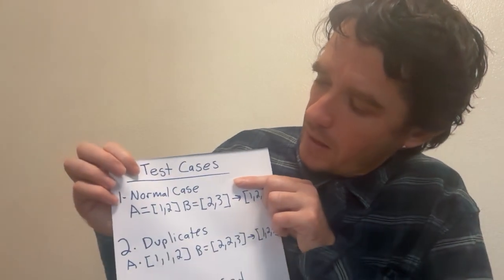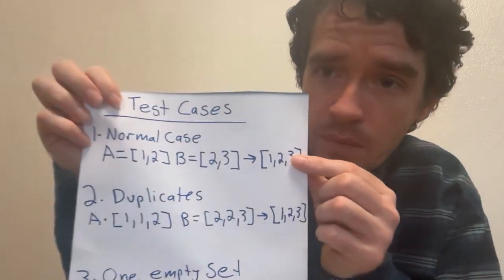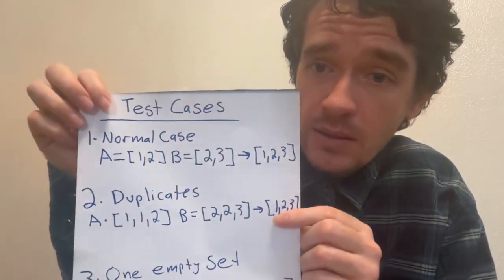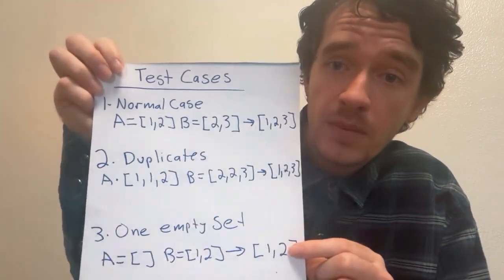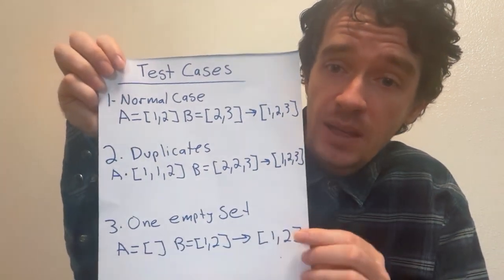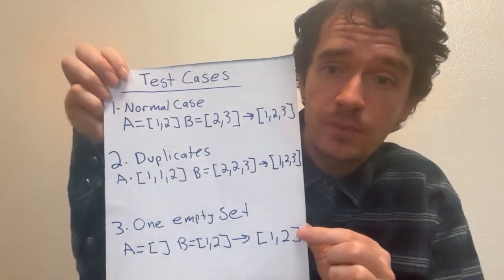Let's go over the test cases. So I'll have a normal case. You have A, 1, 2, B is 2, 3. I should have 1, 2, 3. Duplicates, A, you have 1, 1, 2, 2, 2, 3. I'll have 1, 2, 3. Last will be an empty set. So if A is empty and B is 1, 2, the end result will be 1, 2.